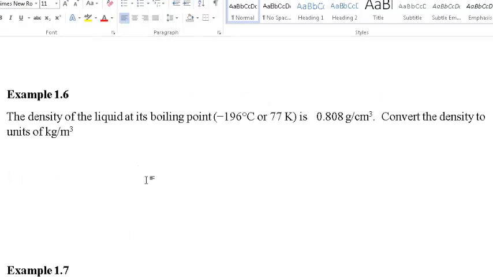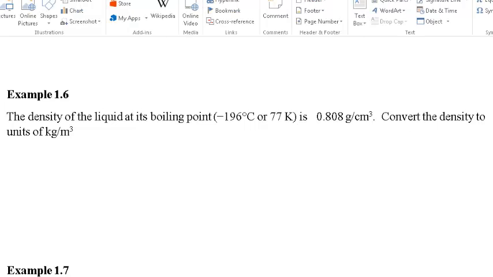The density of a liquid at its boiling point of minus 196 degrees C, or 77 Kelvin, is 0.808 grams per centimeter cubed. Okay, don't forget we quote a density at a specific temperature. Convert the density to units of kilograms per meter cubed. So what are we being given? We're given this density. And what are we being asked? We're being asked to convert it to this.